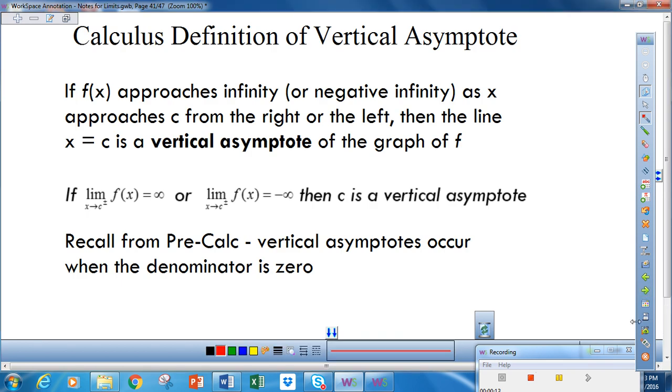Okay, here is the calculus definition of vertical asymptote. A lot of things that you learned in pre-calc you can use, but you cannot justify anything using the pre-calculus answer. In pre-calculus you find the vertical asymptote by setting the denominator equal to 0. That's all well and good, and you can still do that, but you cannot say it is a vertical asymptote because the denominator is 0. You have to use a calculus definition. The calculus definition says if the limit as x approaches c from either the left or the right is equal to positive infinity, or negative infinity, then c is a vertical asymptote. So that is how we would prove it in calculus.